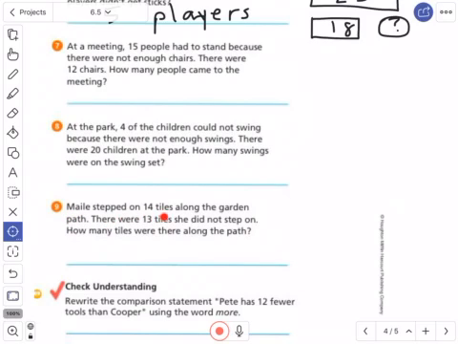Maylee stepped on 14 tiles along the garden path. There were 13 tiles she did not step on. How many tiles were there on the path? Because she stepped on 14, and there are 13 she didn't step on, though. How many tiles are there? So I have to think, is that plus or minus?